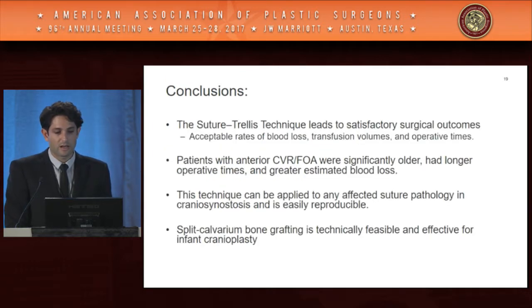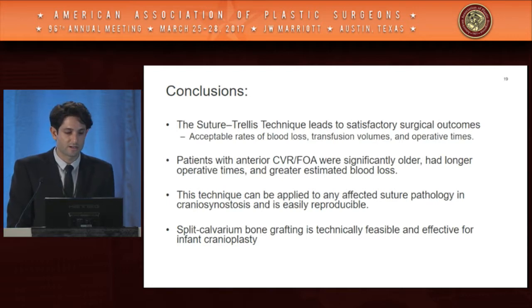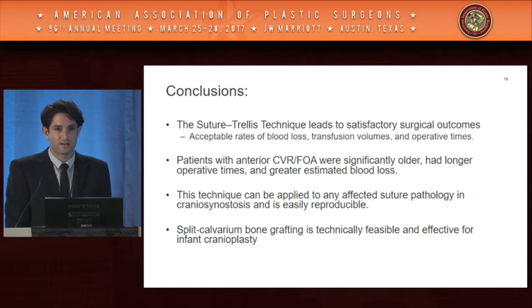So in conclusion, our technique has led to satisfactory surgical outcomes with acceptable rates of blood loss, transfusion volumes, and operative times, which are concordant with the current literature. And patients with anterior cranial vault remodeling who underwent additional frontoorbital advancement at the time were found to be significantly older by approximately 3 months, longer operative times by approximately 60 minutes, and estimated blood loss was significantly greater at about 1.5 milligrams per kilogram.